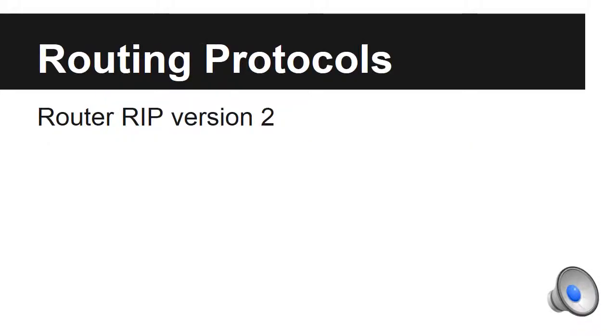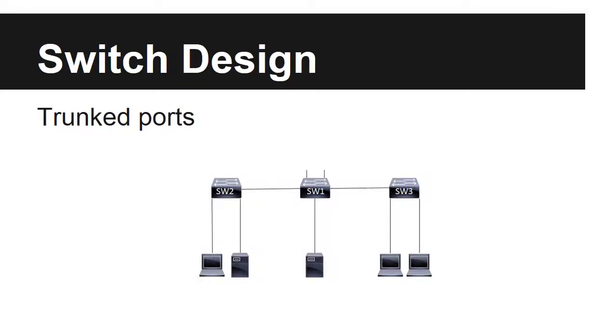This is our routing protocols that our routers are using, and we are, as the slide denotes, using Router RIP version 2. This is our switch design. We used trunk ports, and this is required for VLAN information to be passed in between the switches. For switch 1, it is connected only to a server. Switch 2 is connected to VLAN 1 and a server. And then switch 3 is connected to 2 different departments, VLAN 2 and also VLAN 3.